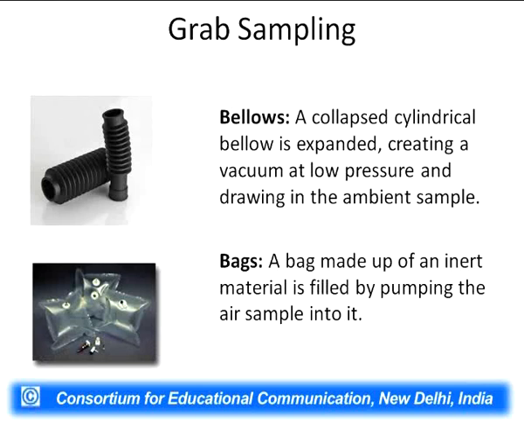The last one is bag sampling. What is done in bag sampling? A bag which is made up of an inert material is filled by pumping the air sample into it, and the samples are then collected and we can bring them to the lab.